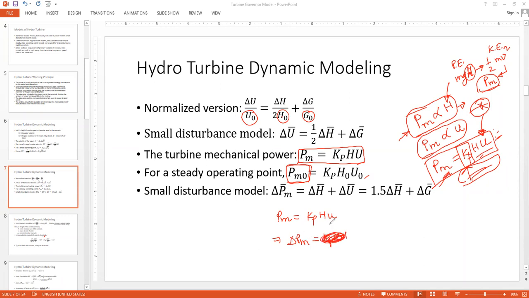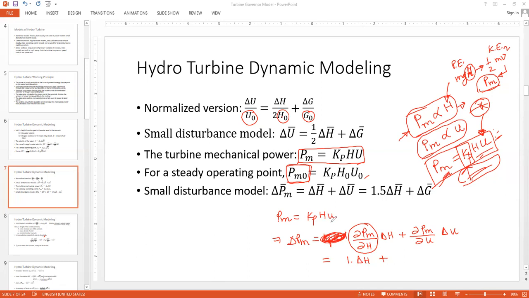So it would be del P, and so what you have to do is, di PM over di H into del H plus di PM over di U into del U. So this is the part that is required to be calculated. So di PM over di H, what would it be? Simply, if you take the partial derivative of this, you see there is the presence of only H, so it would be 1.